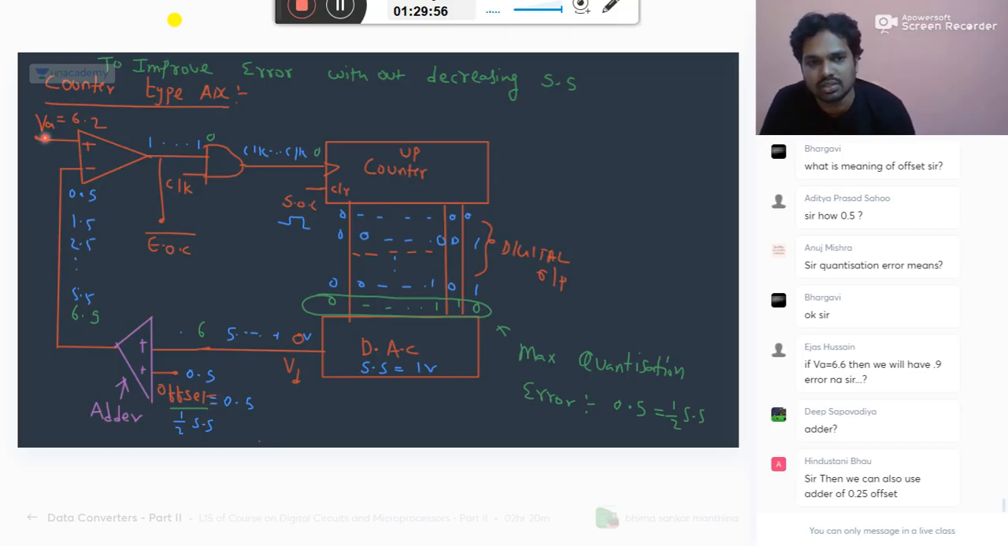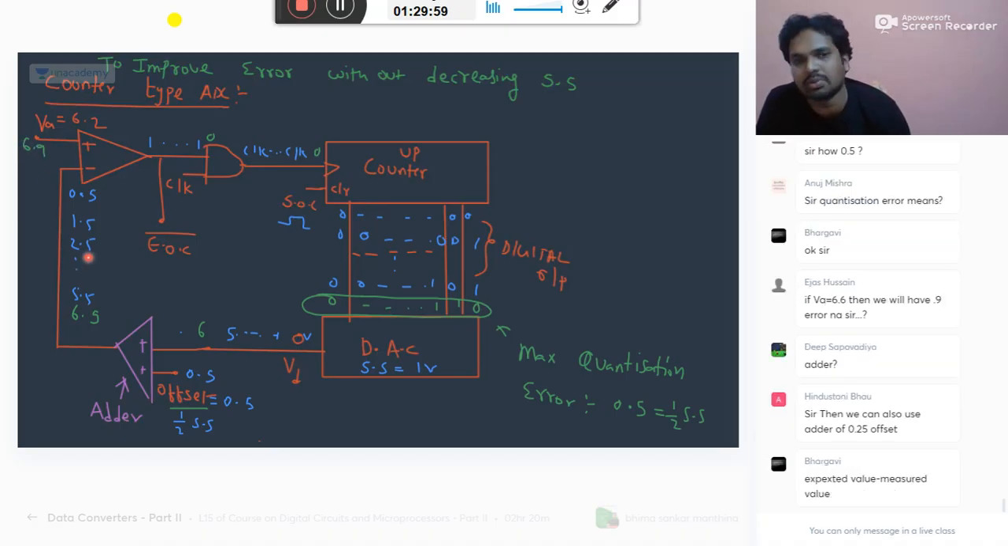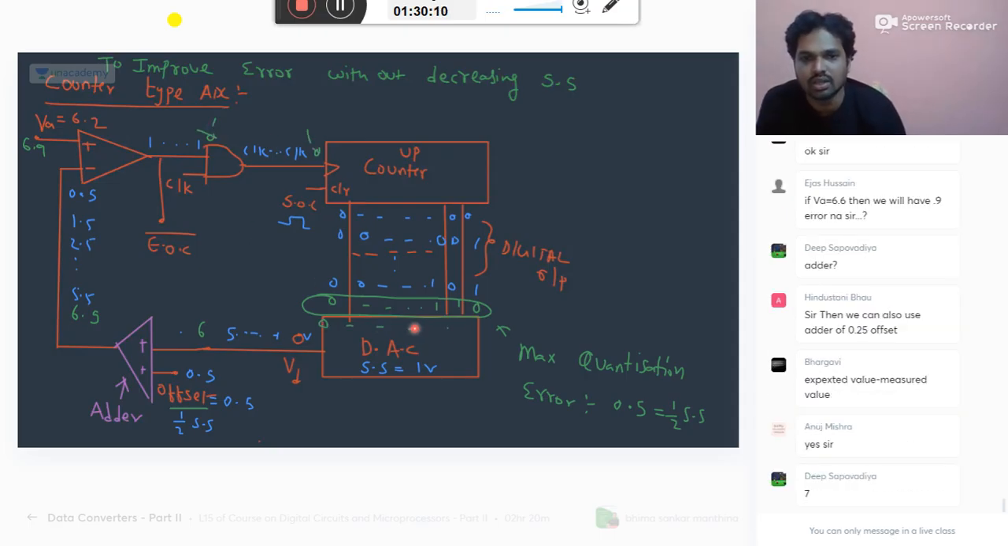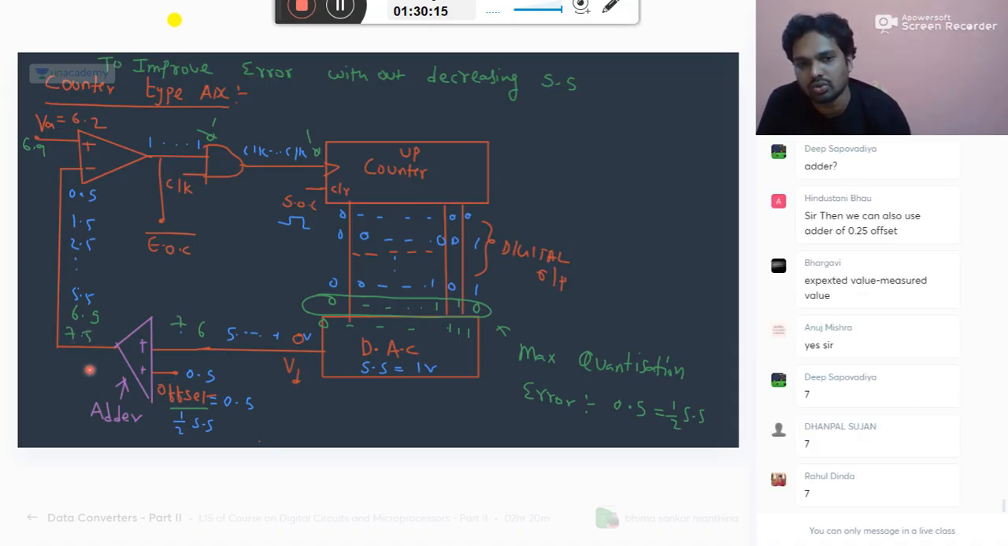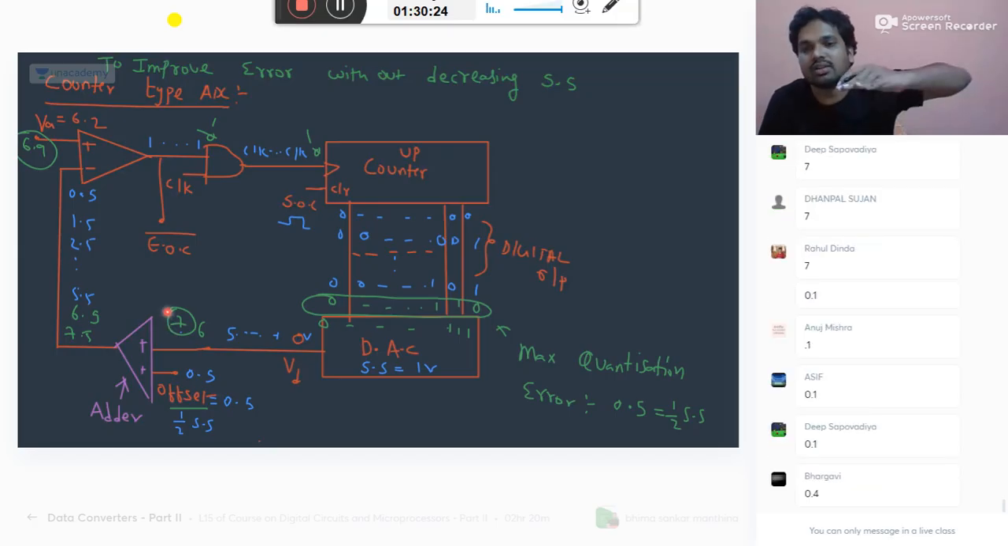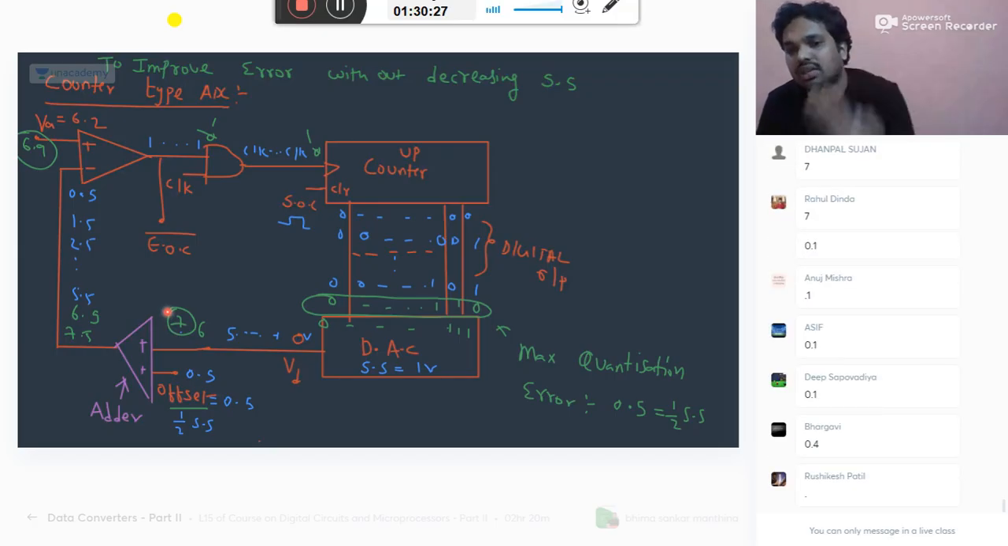You take here, for example, 6.9. Now what happens? 6.9 is greater than 6.5 now. So it will count here also. Then you will get 1 and it will count 7 also in that case. And you will get 7 here. Then what will you get? 7.5. Then it stops. So in that case, 6.9 and 7, what is the error? 0.1. So you understand, if your input is more than 6.5, it will give 7. If it is less than 6.5, it will give 6. That's why half step size is taken. That is the reason.